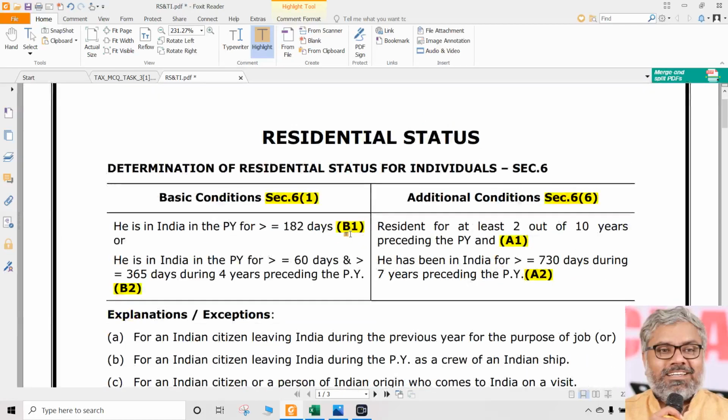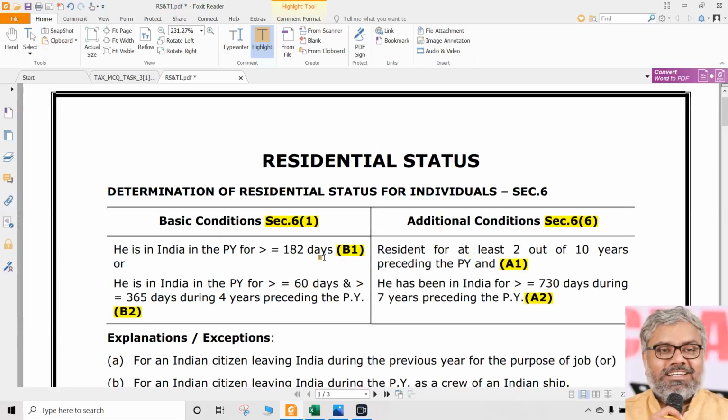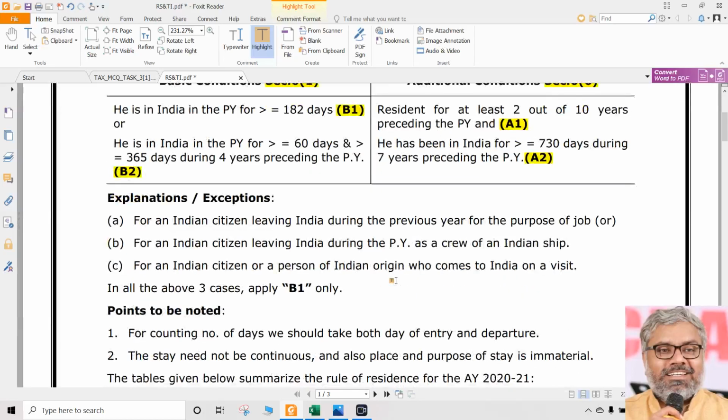Let us say one basic condition and one additional condition becomes RNOR. One basic condition and both additional conditions becomes ROR. Two basic conditions but one additional condition, still RNOR. Two basic conditions and two additional conditions, if all are satisfied, then again ROR. None of the basic conditions satisfied, then he becomes non-resident. So depending upon the combination of how a person satisfies these conditions, the residential status of an individual will be determined.